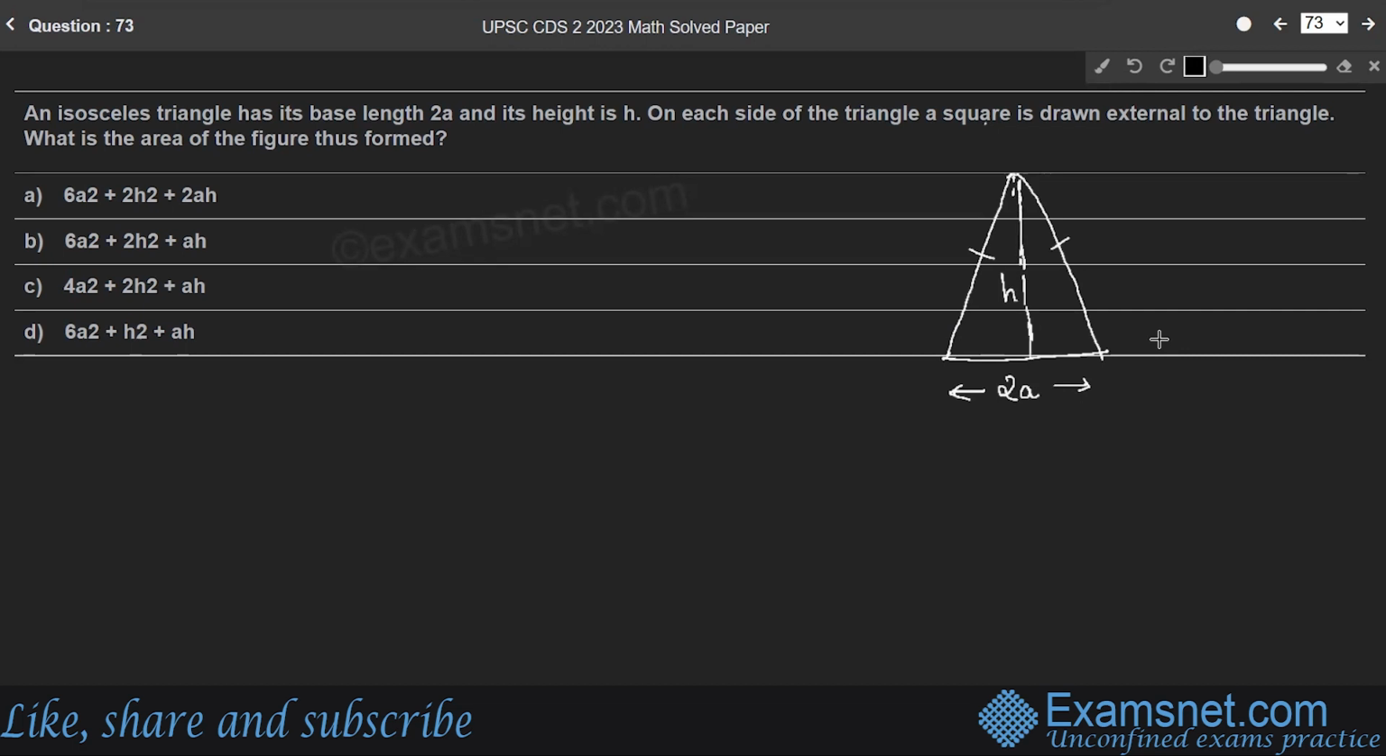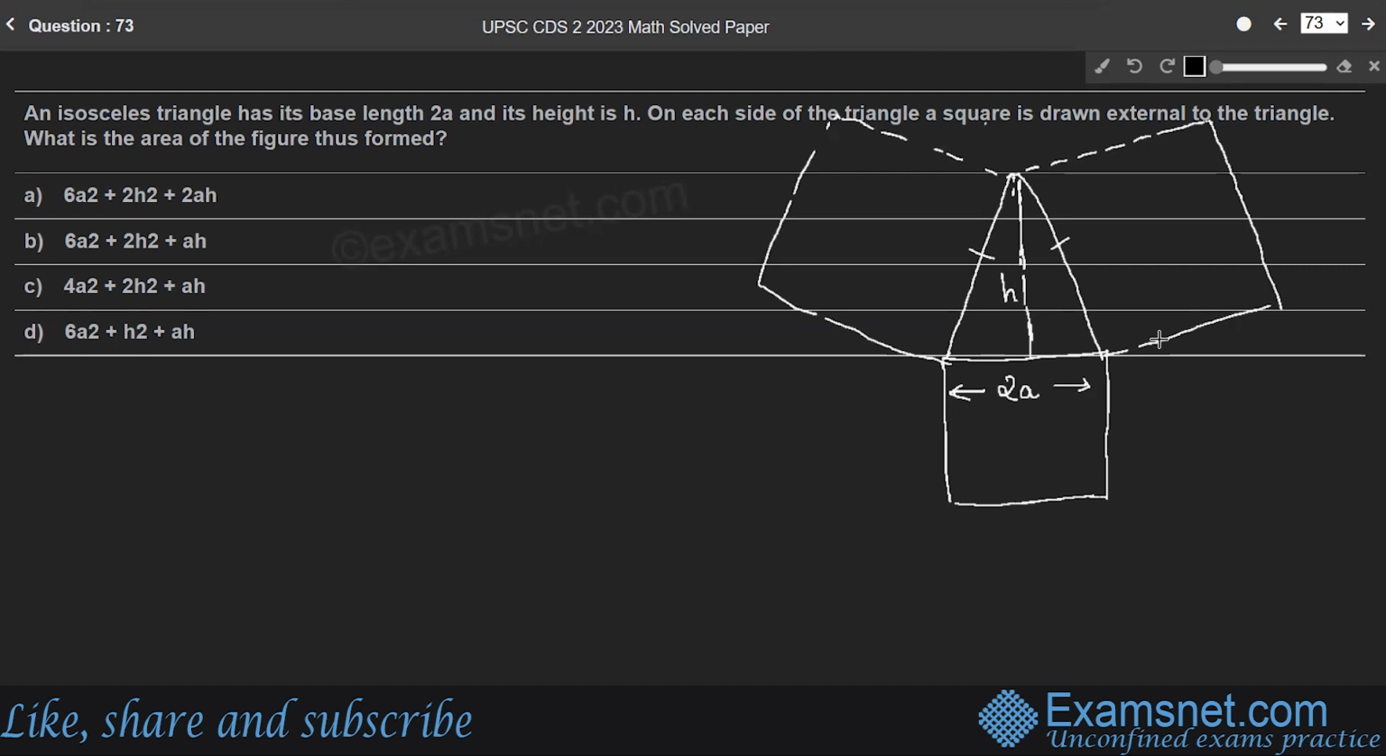Height is h. So on each side of the triangle, a square is drawn, right? So we'll draw a square like this. On each side of the triangle, a square is drawn. And on the other side, so let us draw a square like this. Right? So on the remaining side also, we'll draw a square. What is the area of the figure thus formed?